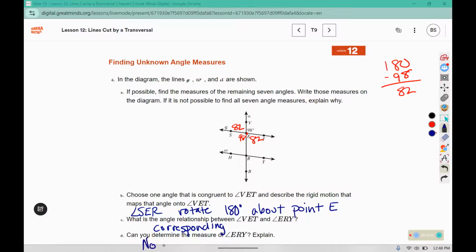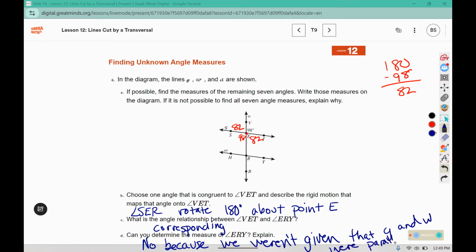No, because we are not given that G and W were parallel. If it told us they were parallel, then it would also be 98 degrees. But it does not tell us whether they are parallel, so we do not know.